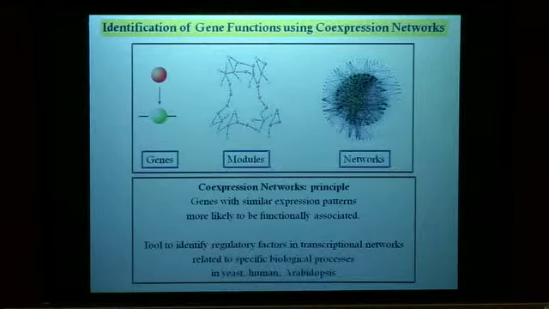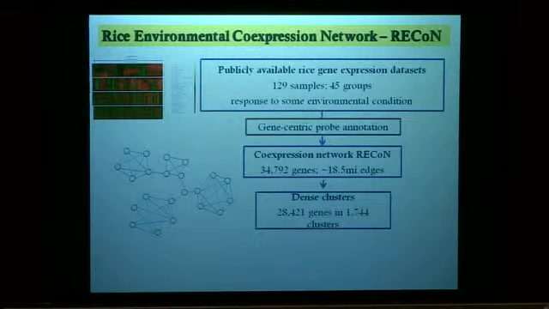So we developed a rice environmental co-expression network, which we call RECON. We took all the publicly available data sets for rice that were involved in some sort of environmental response using Affymetrix arrays. There were 129 of them, in a number of groups and experiments, and we took the data from all of these. We re-annotated these Affymetrix arrays because they were not using the uniqueness of the probes. We used only unique probe annotations, so we could get a large number of genes from the Affymetrix arrays into our data set. Then we used correlations to get a co-expression network.